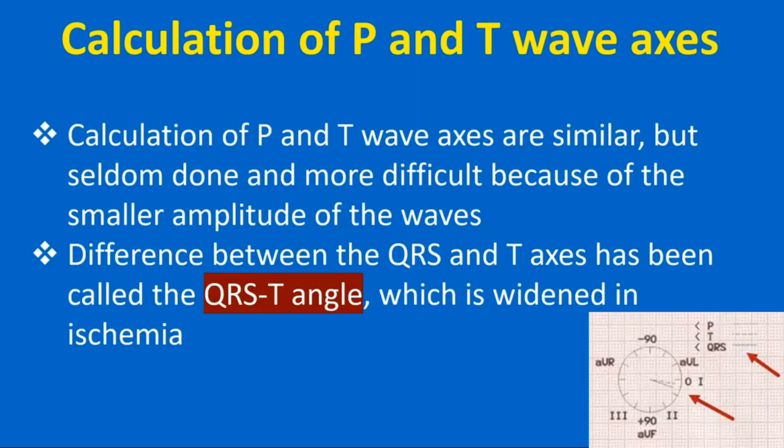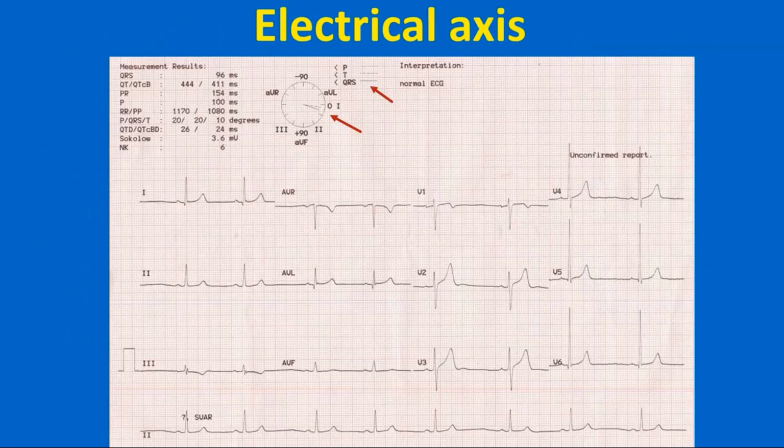Calculation of P and T wave axis are similar but seldom done and more difficult because of the smaller amplitude of the waves. Difference between the QRS and T axis has been called the QRS-T angle, which is widened in ischemia. Illustration of computerized ECG recording with automatic display of calculated P, QRS and T wave axis in a clock-like diagram beside the measured values in the top panel marked by red arrows.